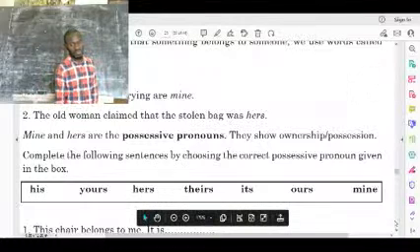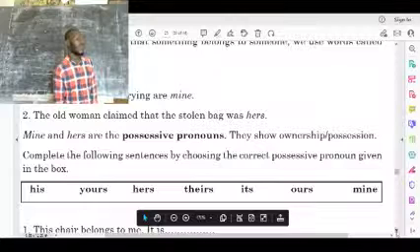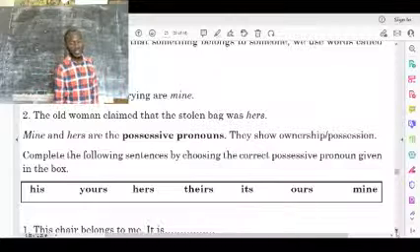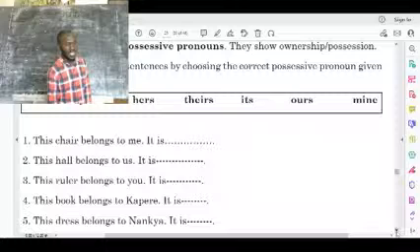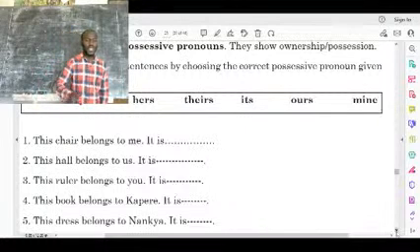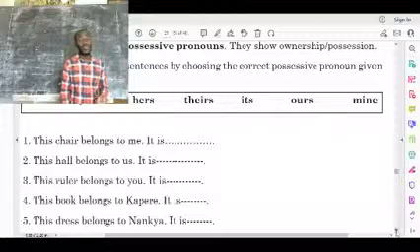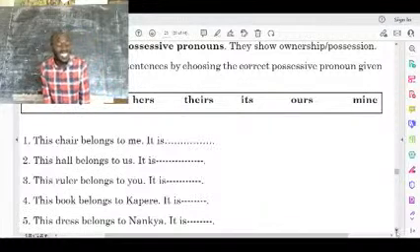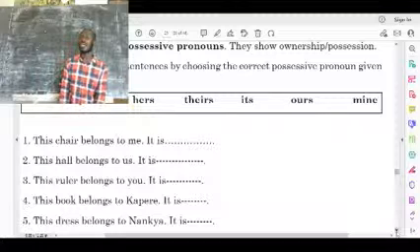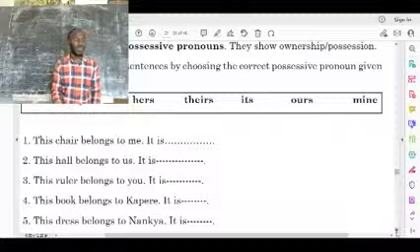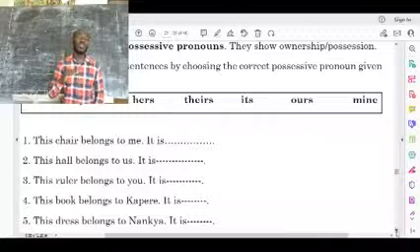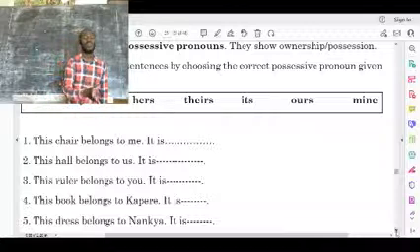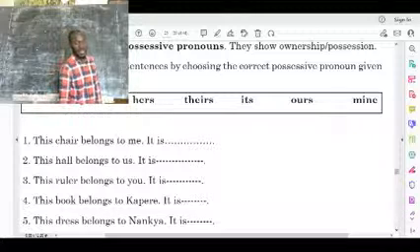We've seen those examples when these possessive pronouns have been used. And below we have some task here, and they are telling us that you should complete the following sentences by choosing the correct possessive pronoun given in the box. So here we have this box, I mean, we have a table up, and then we have this sentence. So we are going to complete these sentences by choosing one of these possessive pronouns, and then I will see your responses.